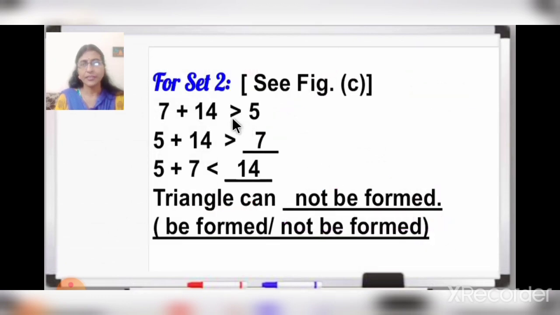Now the observation part continues. For set 2, see figure C. Here 7 plus 14 is greater than 5. 5 plus 14 we have seen. I am not explaining much because we have observed all this. 5 plus 14 is again greater than 7. And then 5 plus 7 we got 12, which is less than 14. So a triangle cannot be formed. As it is given, you are going to write down in your notebook. And here these are the two options. So here a triangle cannot be formed because this is less than 14.